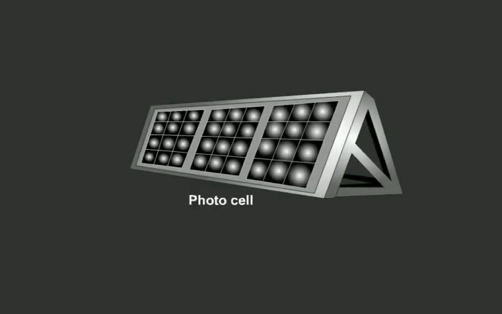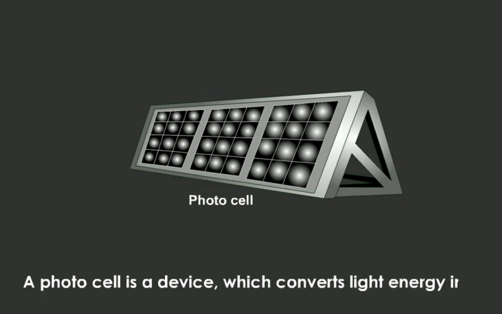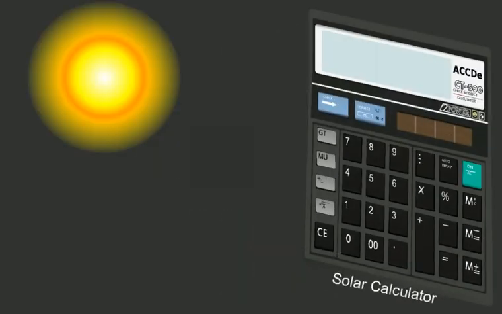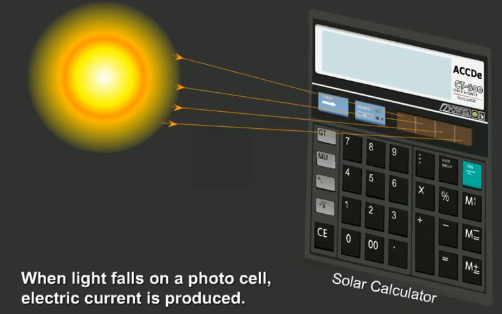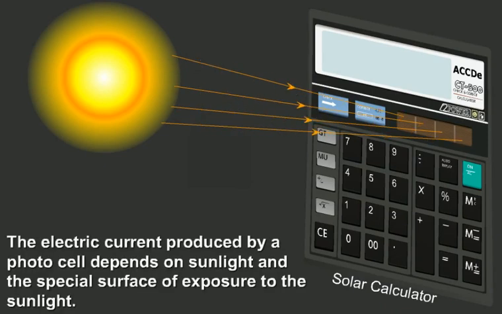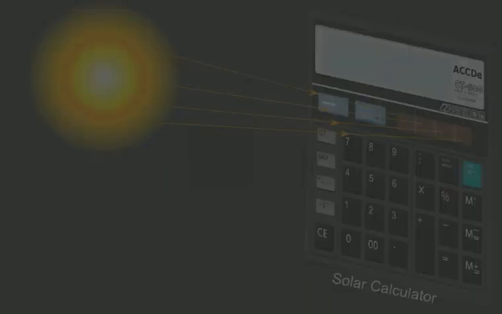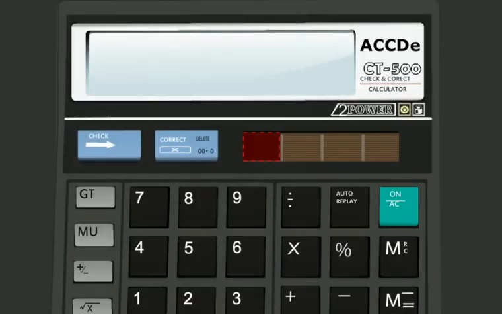Students, a photocell is a device which converts light energy into electricity. Have you ever seen a solar calculator? When light falls on a photocell, electric current is produced. So, the electric current produced by a photocell depends on the sunlight and the surface area exposed to the sunlight. A single photocell produces a very small quantity of electricity.